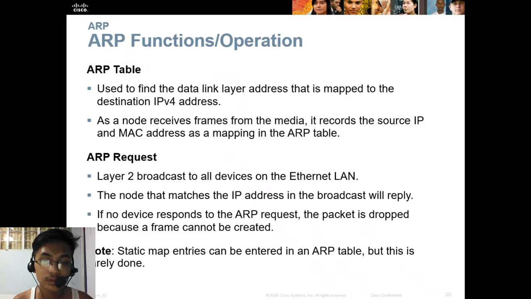So an ARP request is used for requesting the ARP table from other hosts and finding the MAC address of the destination and returning it back to the source in order for the frame to be sent.